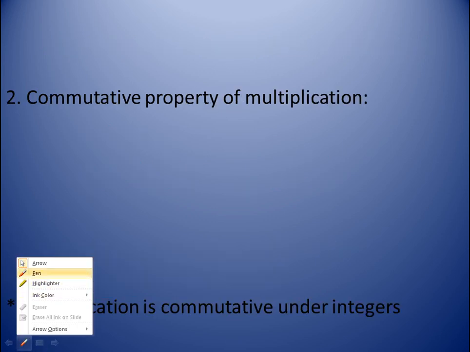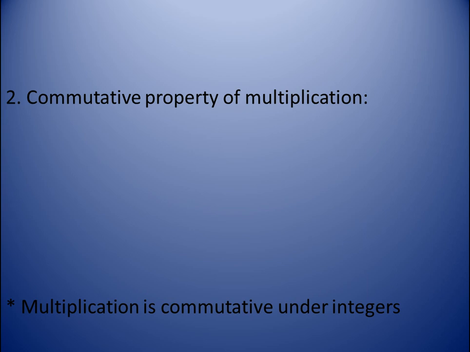Now, if we talk about the commutative property, a into b is equal to b into a. Like if you take an example, 2 into 3 is equal to 3 into 2. 3 2s are 6 and 2 3s are also 6. If you take any example, multiplication is commutative under integers.